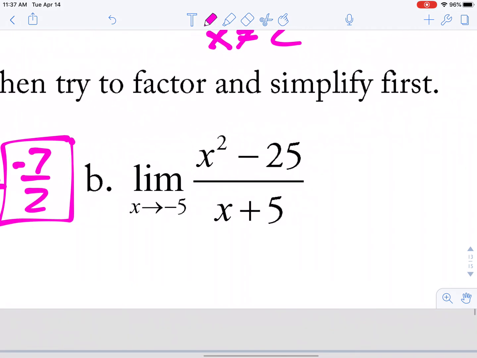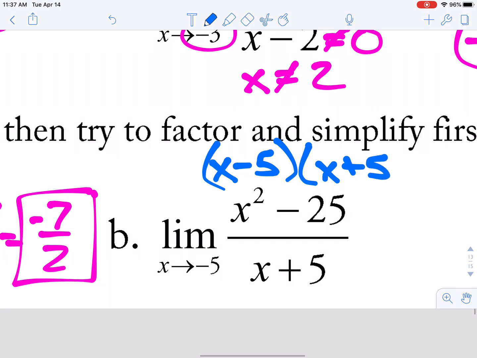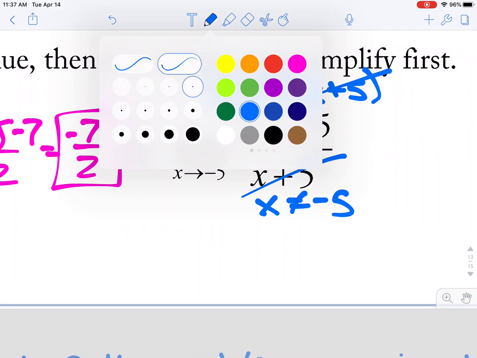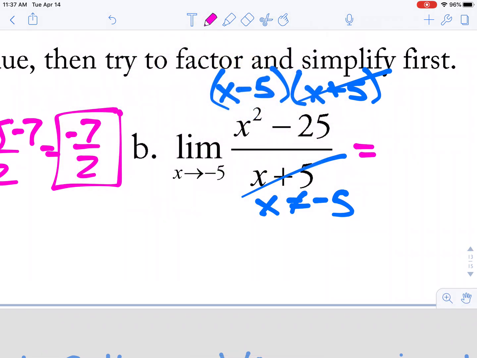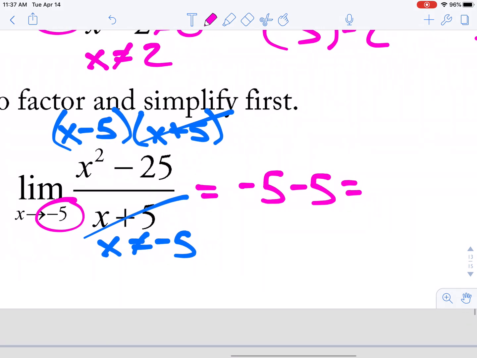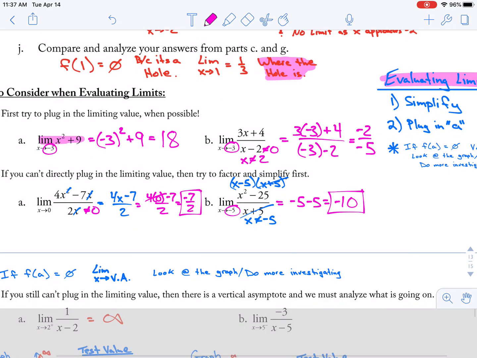Same thing goes here. If I simplify, I can factor the top. Now that cancels because, again, x cannot equal -5 here, because that would make it 0. But since it canceled, now when I plug in the -5, I get -5 minus 5, which is -10 as my limit. So again, we simplify when possible, and then just plug it in.